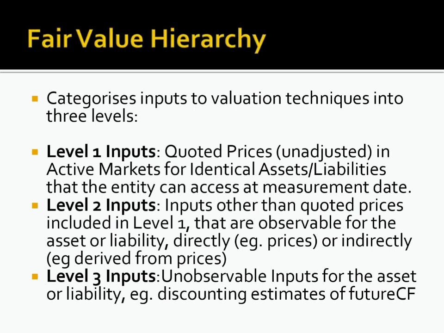Alright, so level 3 inputs. These include unobservable inputs for the asset or liability. For example, discounting estimates of future cash flows. Please note that level 3 inputs are only used where relevant observable inputs are not available, or where the entity determines that transaction price or quoted price does not represent fair value.